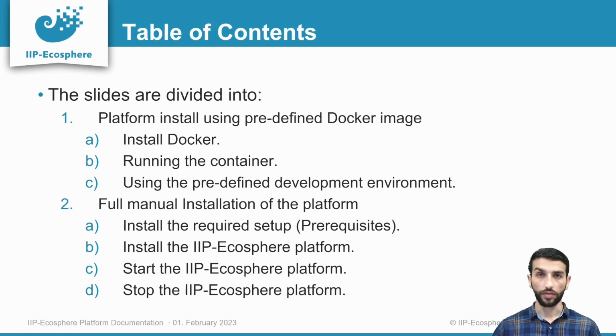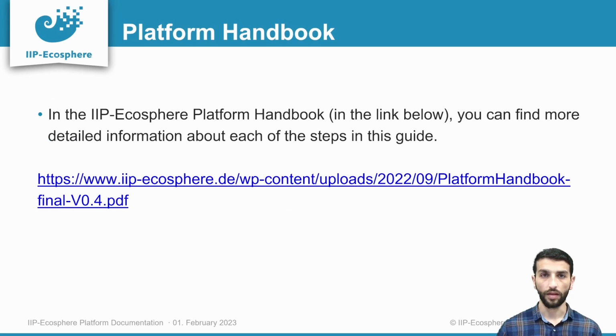For the full manual installation of the platform, we will see how to install the required setup, the prerequisite, how to install the IIP-Ecosphere platform to test the developed application, how to start the IIP-Ecosphere platform, and finally, how to stop the IIP-Ecosphere platform. In the link below, you will find the IIP-Ecosphere platform handbook, and you can find more detailed information about each of the steps in this guide.